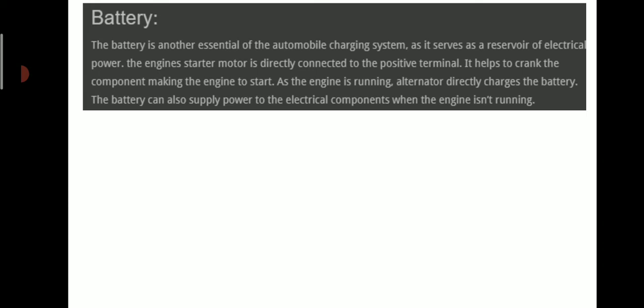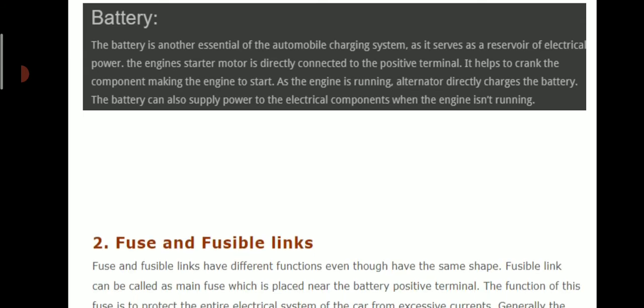Battery. The battery is another essential part of the automobile charging system, as it serves as a reservoir of electrical power. The engine starter motor is directly connected to the positive terminal. It helps to crank the engine to start. As the engine is running, the alternator directly charges the battery. The battery can also supply power to the electrical components when the engine isn't running.